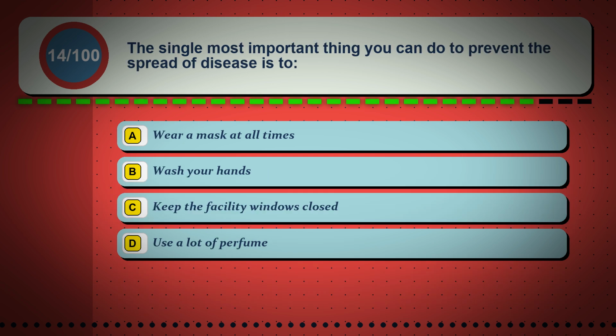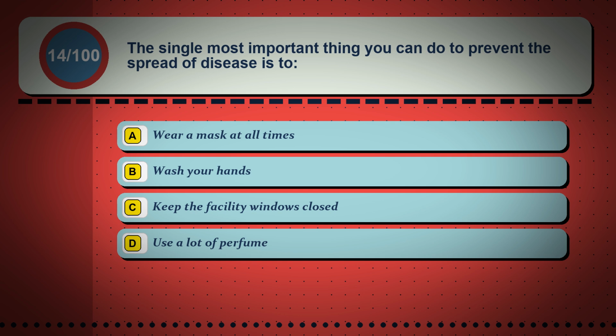Question 14. The single most important thing you can do to prevent the spread of disease is to: Option A. Wear a mask at all times. Option B. Wash your hands. Option C. Keep the facility windows closed. Option D. Use a lot of perfume.